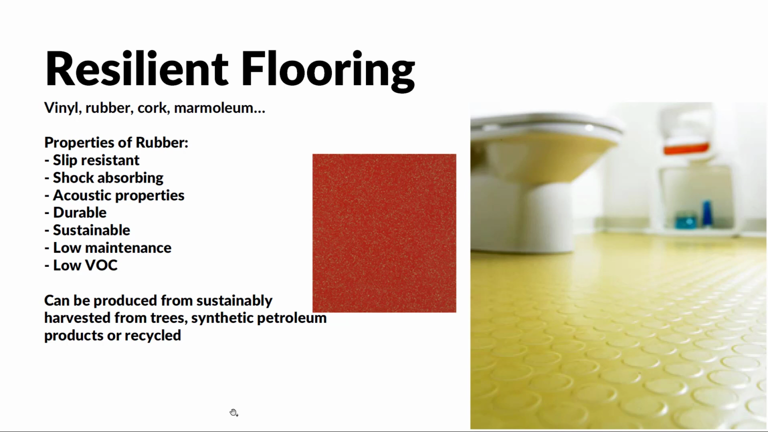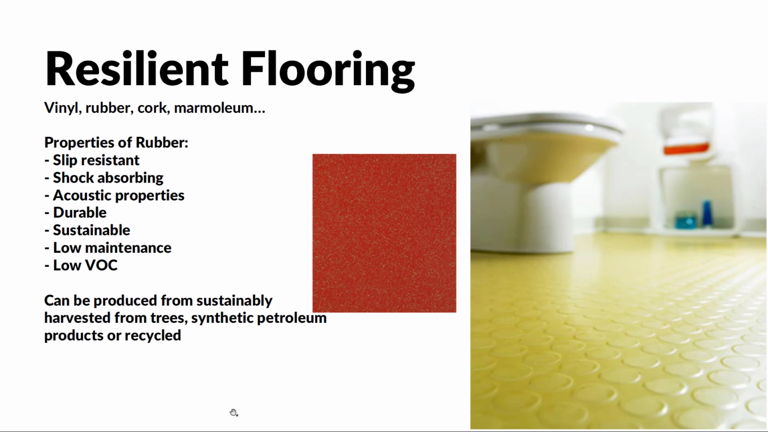Rubber's great. It's slip resistant. It's shock absorbing, so if you drop something on it, it might not break. If you fall on it, it might not hurt so bad. It has acoustic properties, so it's sound absorbing. It's very durable. It's a sustainable product. It's low maintenance and it's actually low VOC, so it's not off-gassing those chemicals. It can actually be produced from sustainably harvested trees, ideally, right?